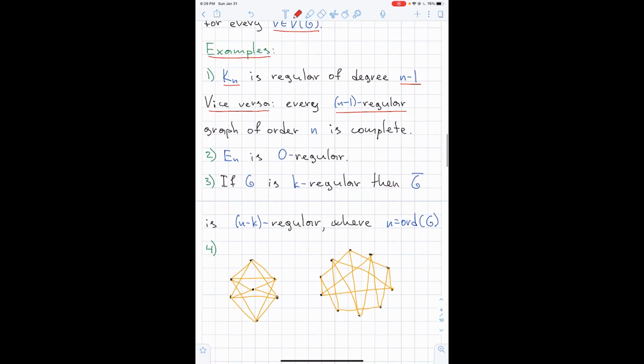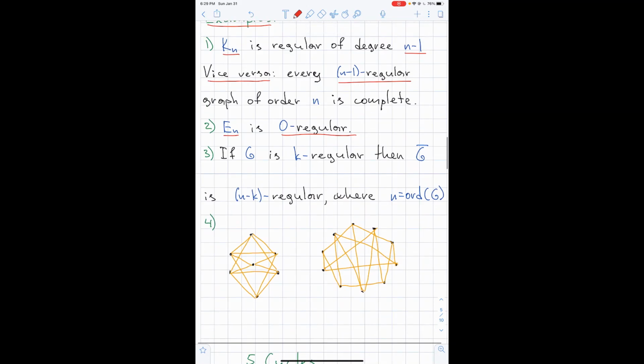Another example, En, the empty graph, is of course 0-regular, so every vertex has degree 0. That was kind of easy, clear. And one more observation is that if you have a k-regular graph G, then its complement is going to be n minus k regular, where n is the order of the graph, so it's the number of vertices in our graph. So this is also kind of clear.